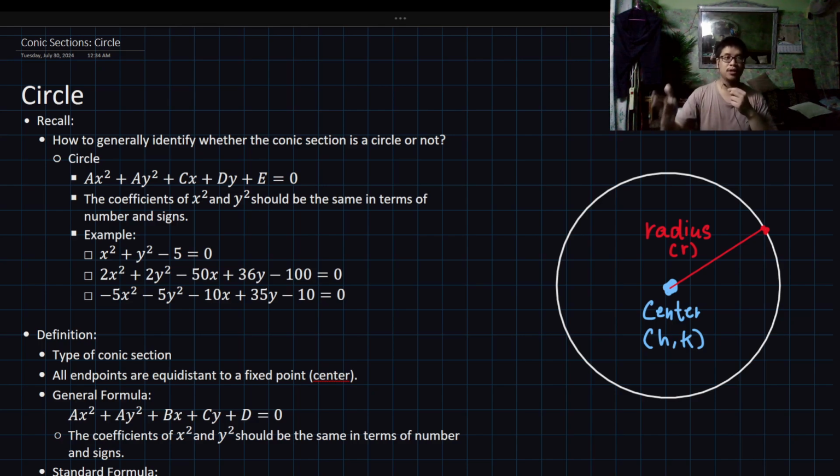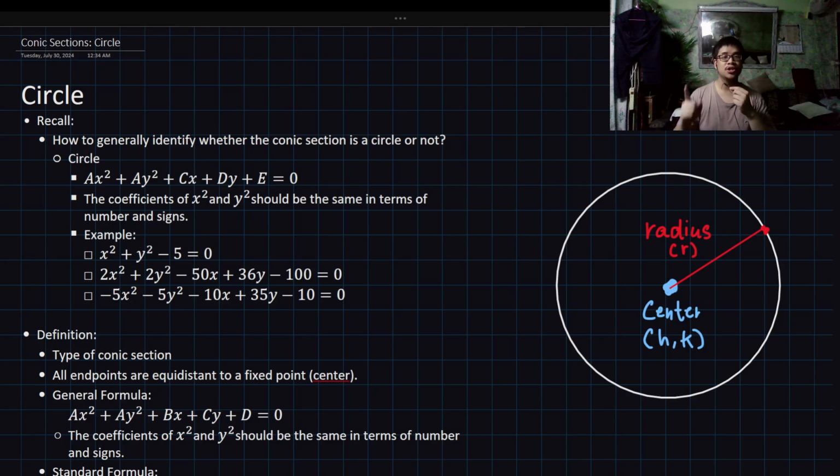But anyway, this is the first discussion. We're going to talk about circle. So let's have a recall before. In the introduction of conic section, how do we generally identify whether the given general form of a conic section is a circle, ellipse, parabola, hyperbola, or not?